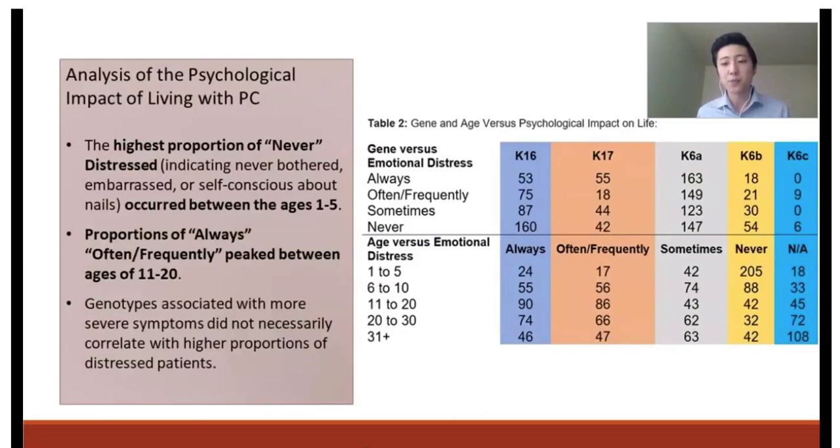The highest proportion of responses of never distressed, indicating that patients never felt bothered, embarrassed, or self-conscious about their nails, occurred between the ages of 1 and 5 and dropped sharply after that period, while the highest proportions of always, often, or frequently distressed about their nails rose steadily, peaking between the ages of 12 and 20. Importantly, the mutations which were associated with more extensive and earlier onset of symptoms were not necessarily associated with higher proportions of always distressed patients. In fact, these numbers were fairly evenly distributed.